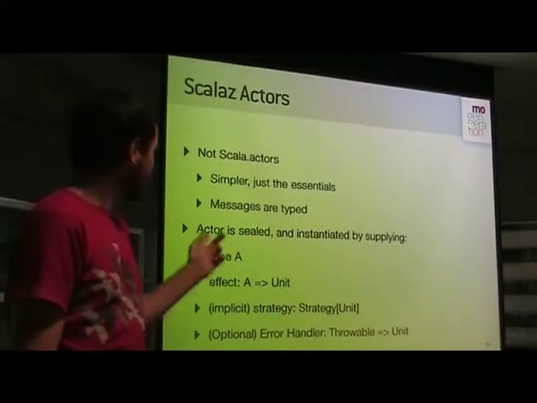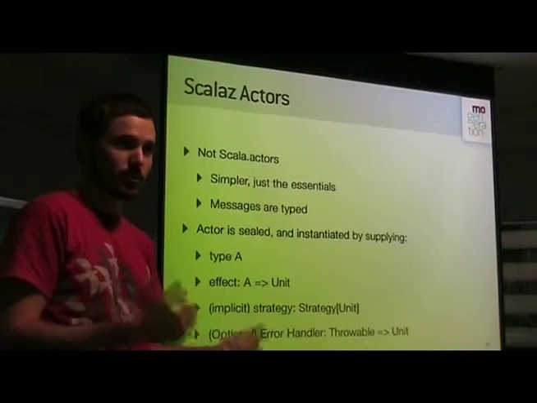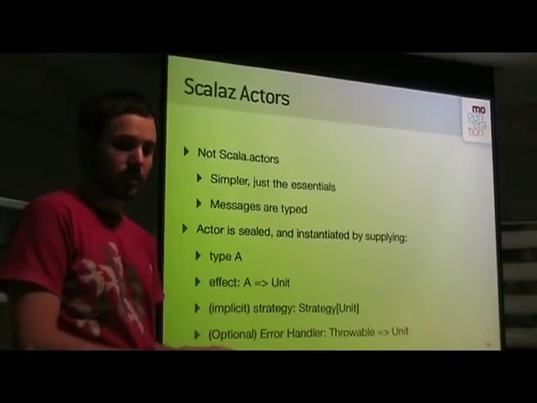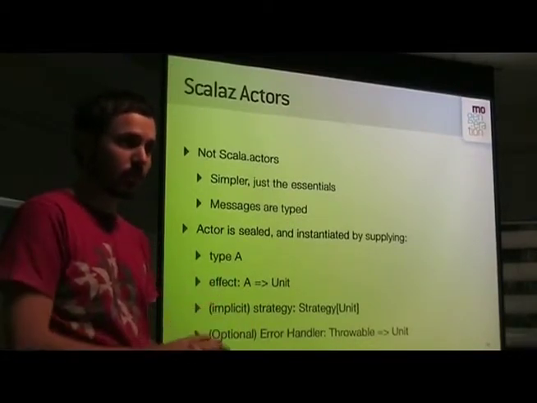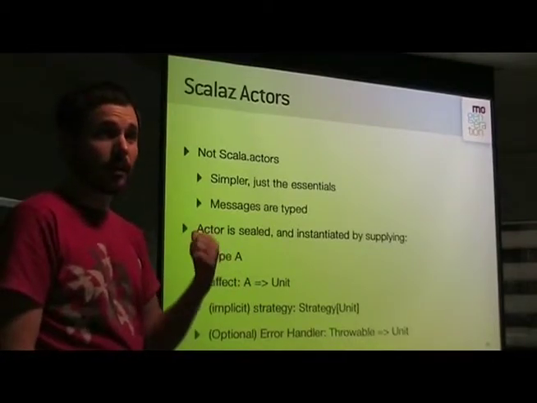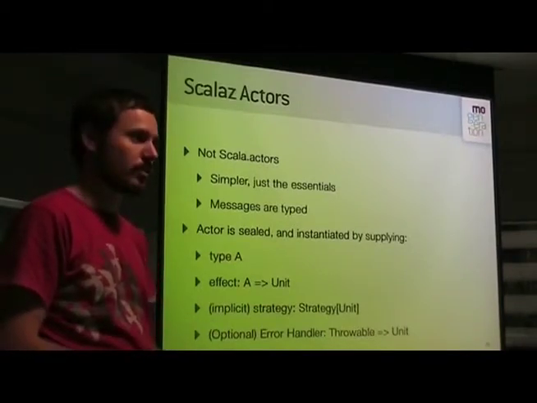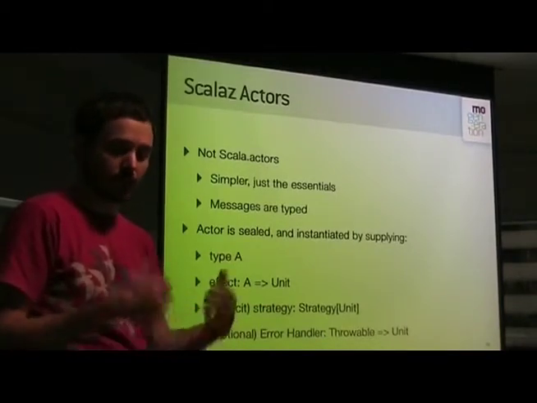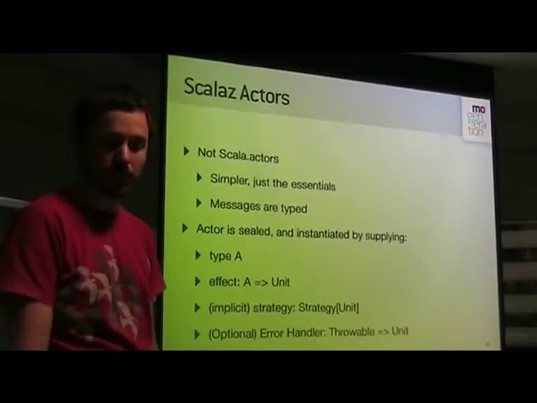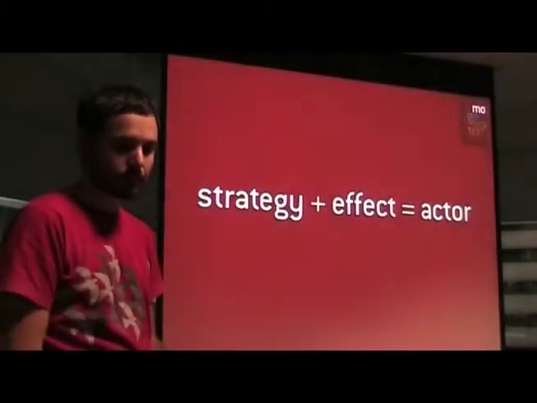Now if you know Scala, you'll know what that implicit keyword means. It takes an implicit strategy. So the strategy I'll talk about in a sec, but it's basically how the actor does its work, or how the actor runs. And you can optionally give it an error handler. And if you don't, it just re-throws the exception. So you can give it an error handler if you want to handle that. And that leaves some interesting possibilities. Or you can just do stuff like I did in my example, like log the error and keep trucking along.